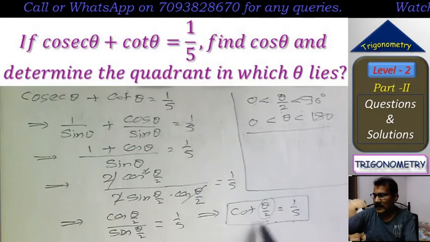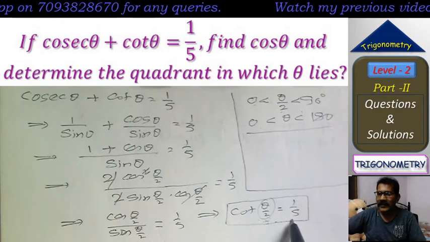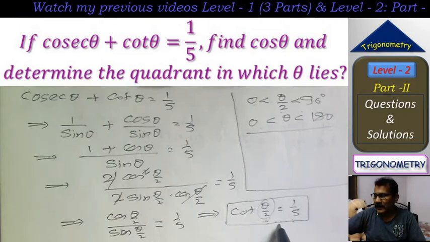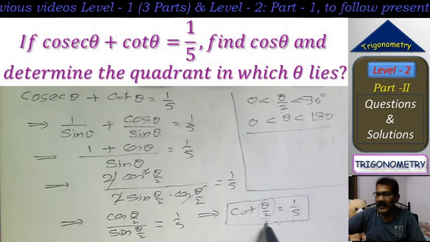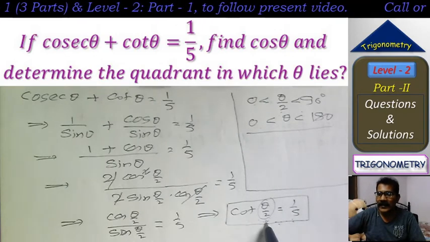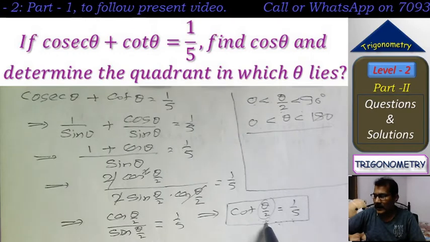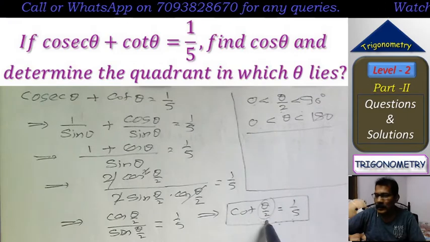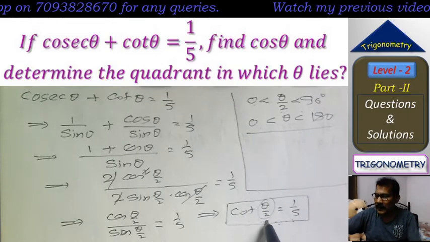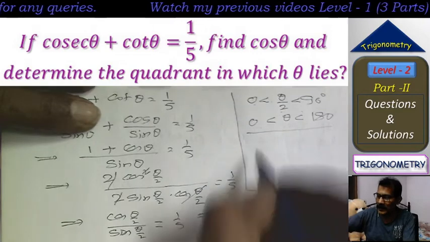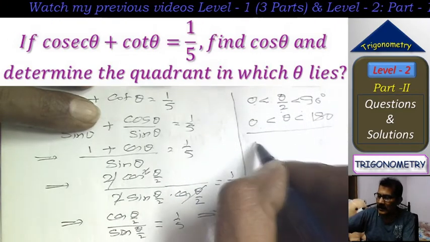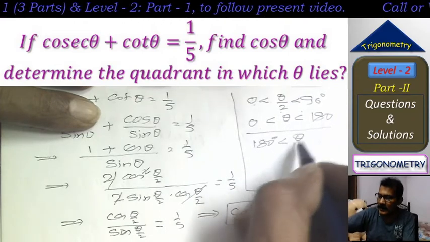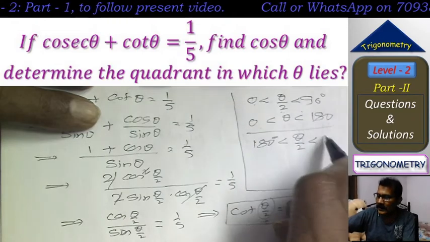And the second possibility: here cot theta by 2 is positive, that is possible in the third quadrant also, right? So cot ratio is positive either in first quadrant or in third quadrant. If cot theta by 2 is lying in the third quadrant, in the sense theta by 2 must be above 180 and below 270. That is one more possibility of theta by 2. The other possibility is 180 degrees less than theta by 2 less than 270.